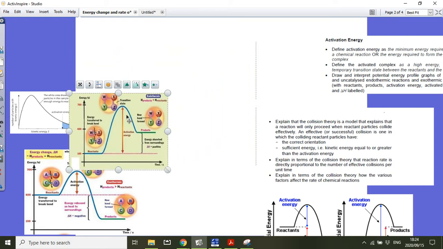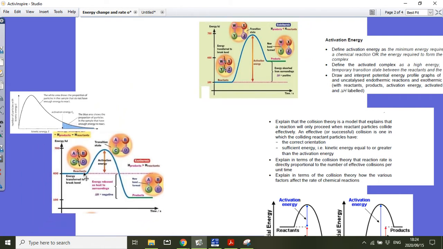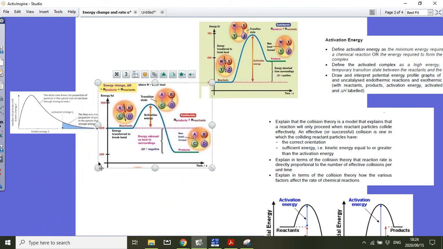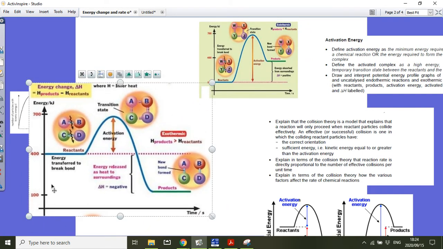So that's for endothermic again, and then for exothermic, just to make sure you get it. Again, we have reactants. The bonds are broken by adding energy.